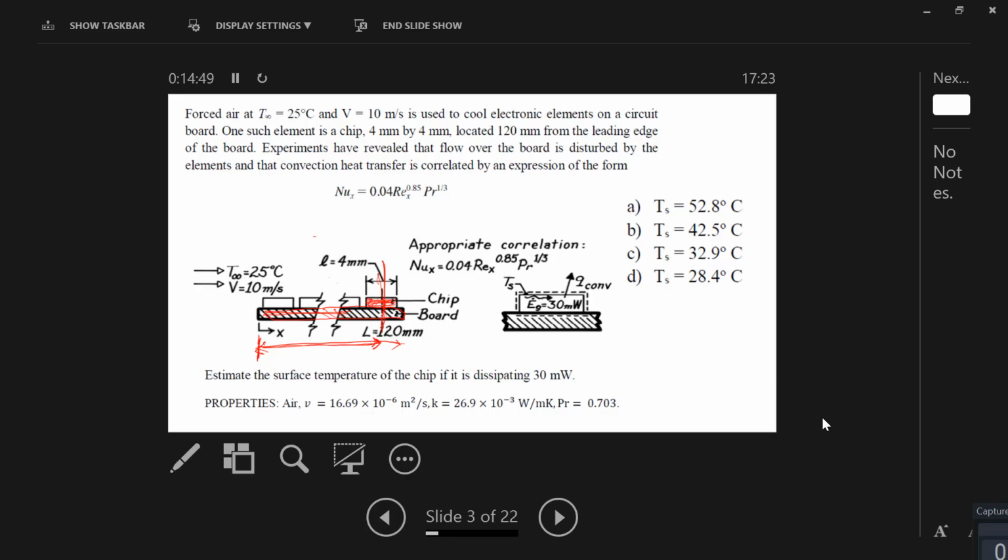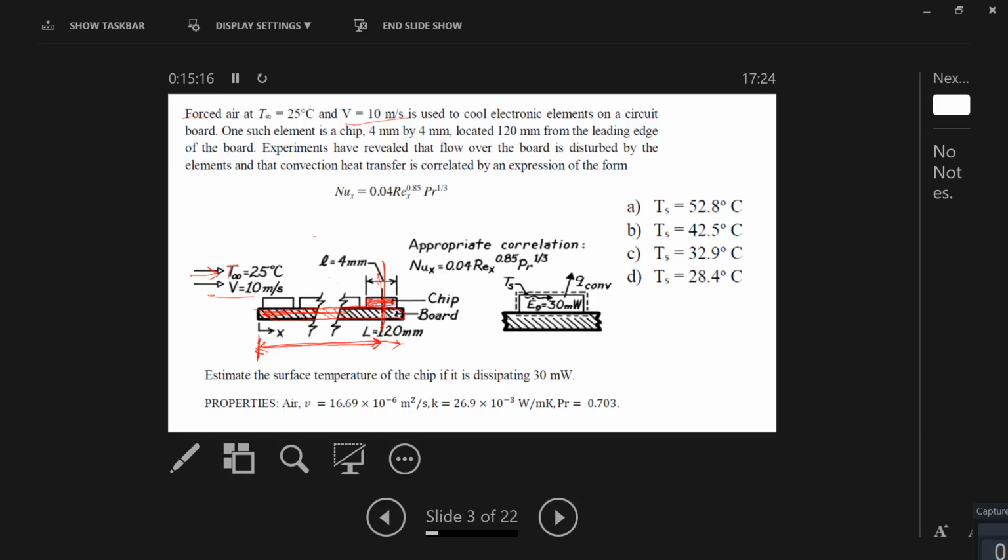So we are solving this problem now. The problem says forced air at T infinity equal to 25 degrees Celsius. That means the outside temperature is 25 degrees Celsius and the velocity of the air is 10 meter per second. This is used to cool electronic elements on a circuit board. So this is the circuit board.